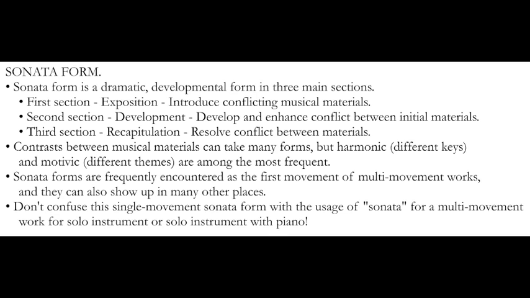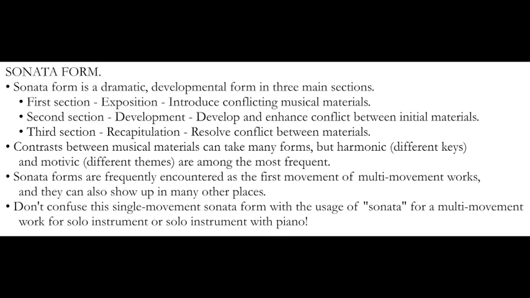Here, we're just going to give a basic outline of the structure and talk about the different sections, what we can expect common to all these very, very different sonata forms we'll encounter in our musical lifetimes. Sonata form is a dramatic form. It's a developmental form that has 3 main sections. And I like to summarize these sections in a simple way. The first section is called the exposition. And in the exposition, our main musical goal is to introduce conflicting musical materials. Okay? We introduce a conflict.